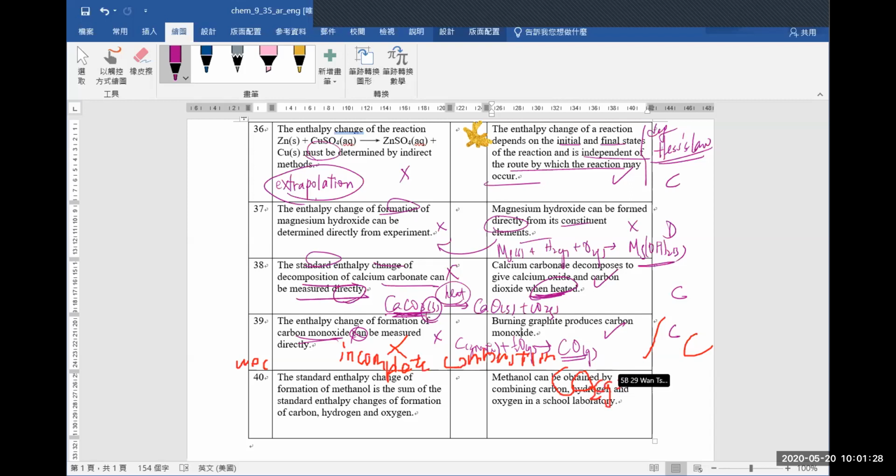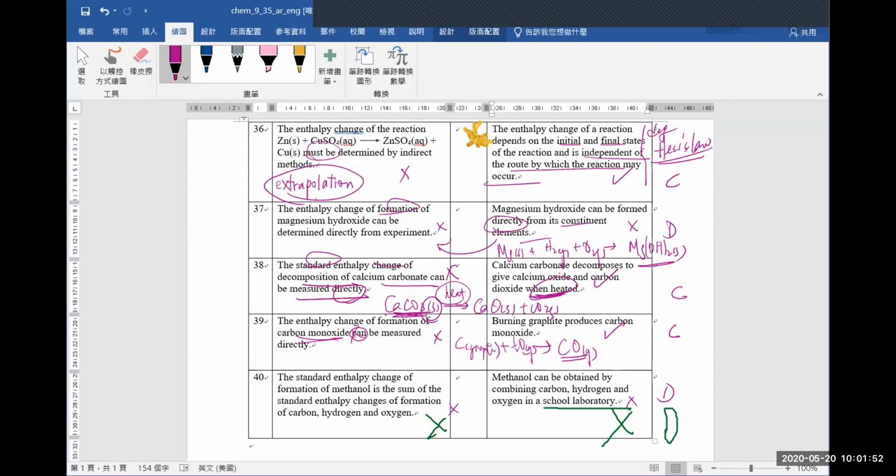So you cannot use direct experiments to measure that delta H. Can you get a point? Cross and tick. It's C. How about 40? The last question. Both are wrong. How wrong are they? Is D? How wrong are they?